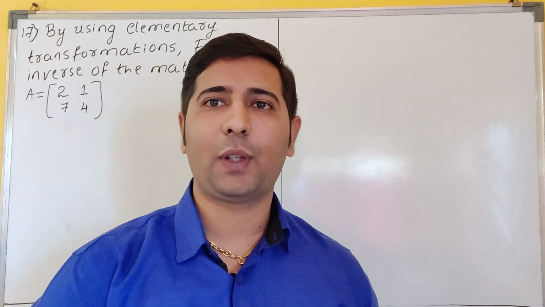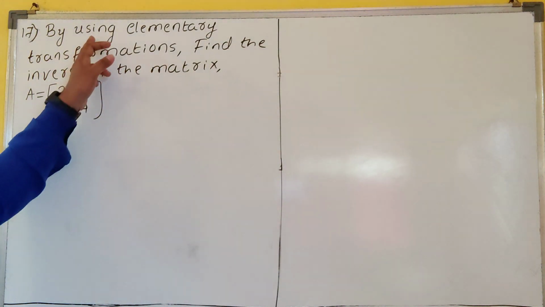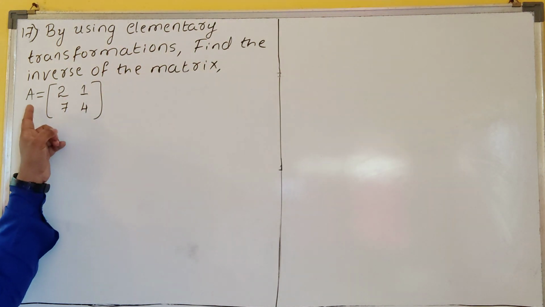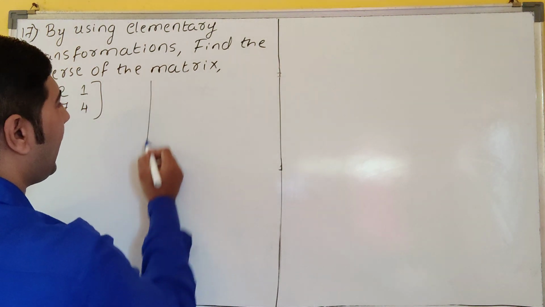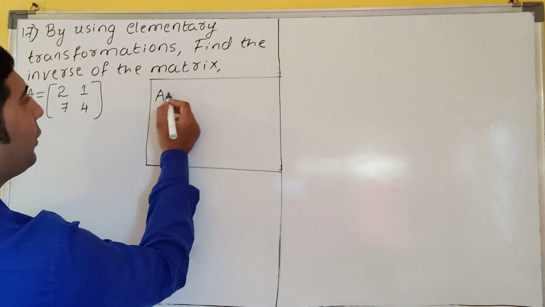In the last class we have solved question number 16. Now let us see the next question, dear students. By using elementary transformations, find the inverse of the matrix A is equal to 2, 1, 7, 4. So you know the shortcut method I had already discussed with you in previous class. So A is equal to what?